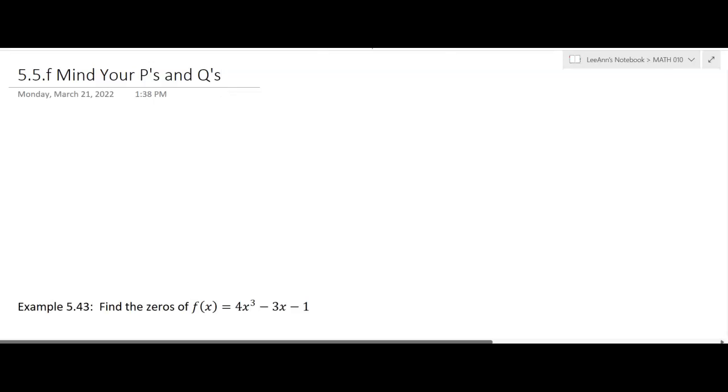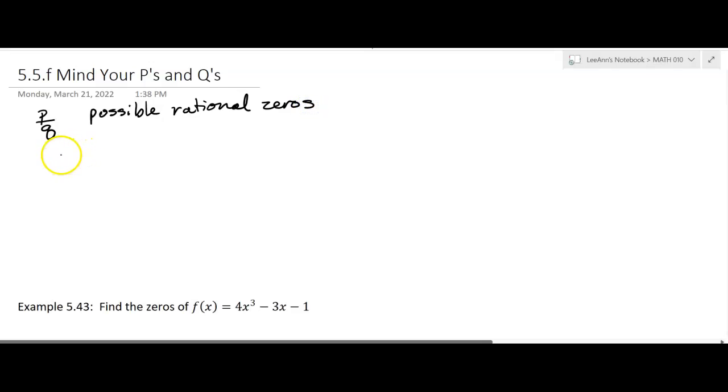Okay, so what is the plan of attack? Like I titled this one, Mind Your P's and Q's, like please and thank you. But we're going to look for the P over Q. Those are going to give us the possible rational zeros. And then we're going to try one till we get one.